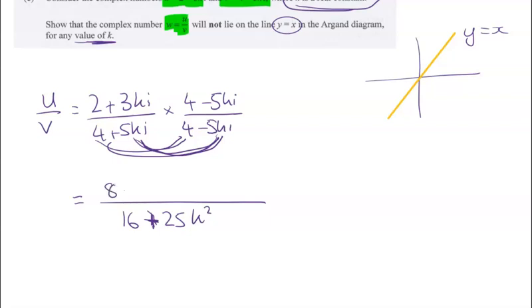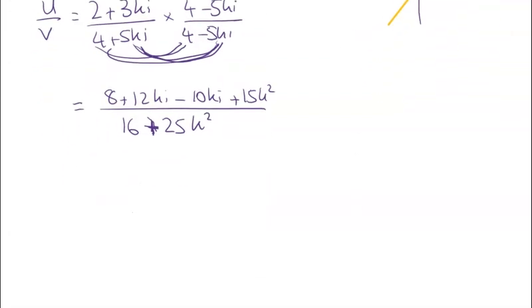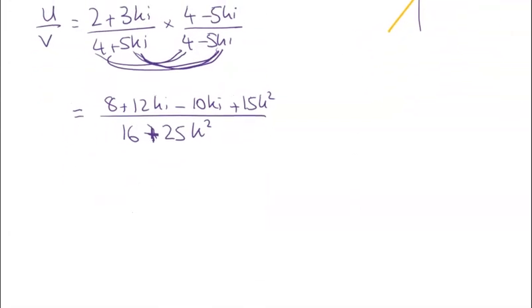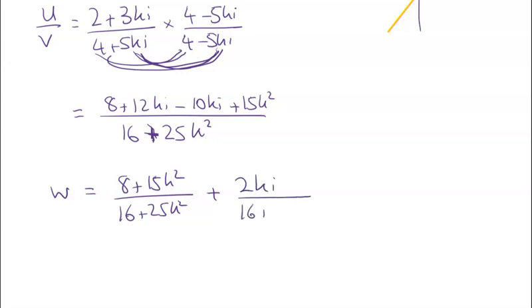Doing the numerator, we get 8 plus 12ki minus 10ki plus 15k squared. That would be a really good time to stop and check that you haven't mucked it up before we go any further. So that gives me w, which is u over v, is equal to 8 plus 15k squared over 16 plus 25k squared plus 2ki over 16 plus 25k squared.